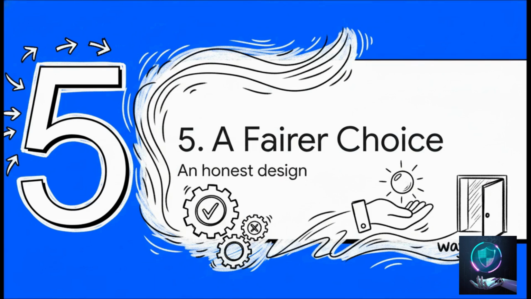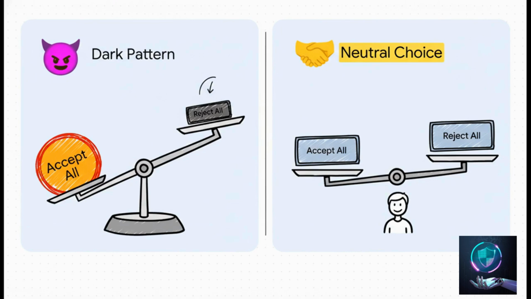But here's the good news. It doesn't have to be this way. There is a fair and honest alternative. One that actually respects your choice instead of trying to manipulate it. And the difference, as you can see, is just crystal clear. Instead of that manipulative setup, a truly neutral choice presents accept all and reject all as completely equal options. Same size, same color, same easy click. This is what real informed consent is supposed to look like.